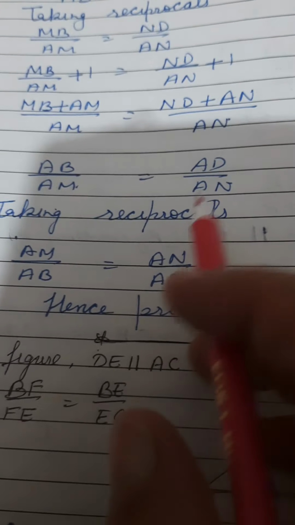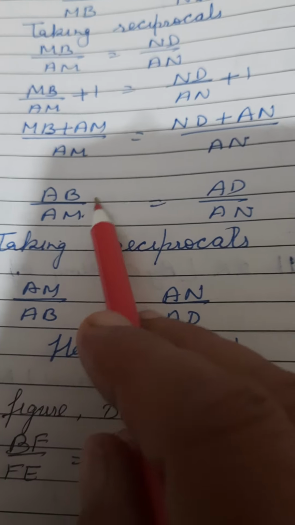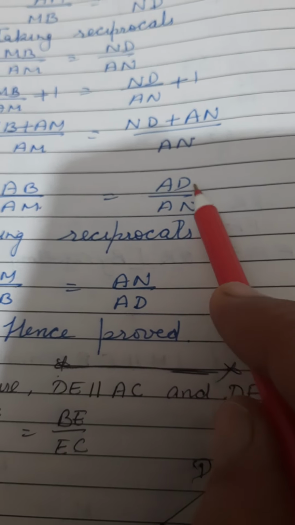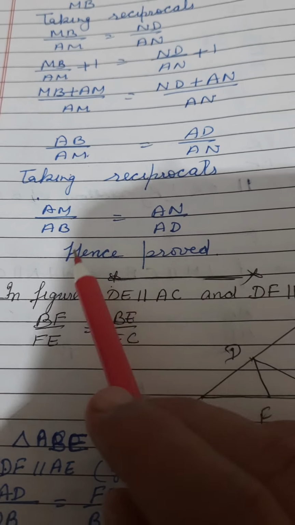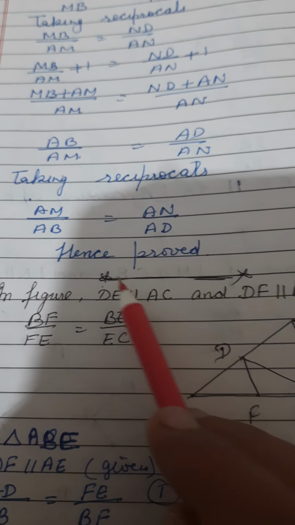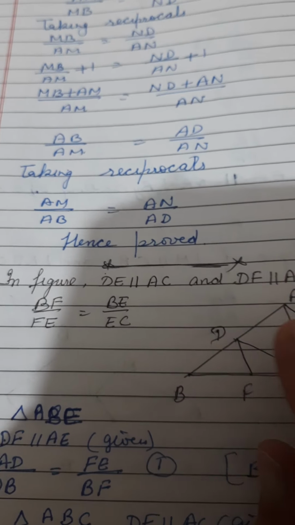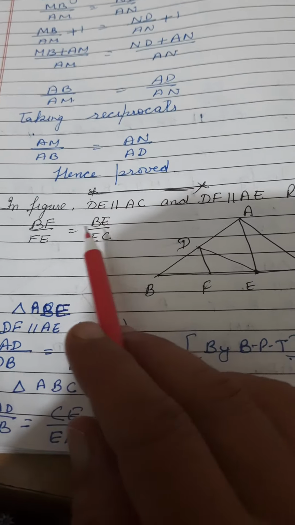Now we will put MB plus AM as AB, so we get AB by AM. Here ND plus AN is AD, so we get AD by AN. Now again taking the reciprocals, AM by AB is equal to AN by AD. That we were to prove, and this theorem is proved. Then the next question is question number 4.